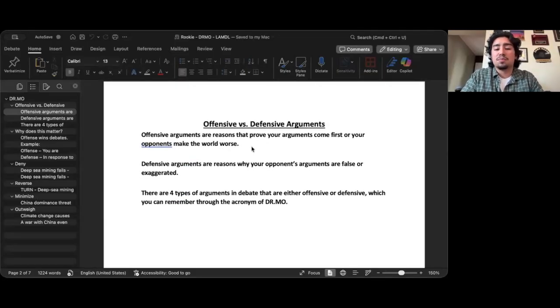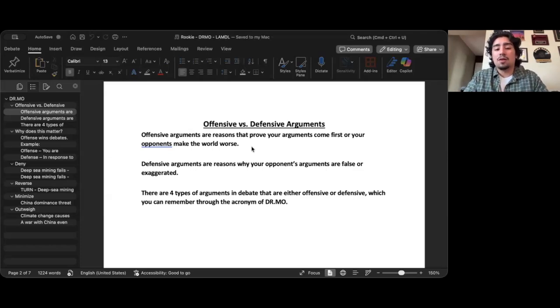Offensive arguments are reasons that prove your arguments come first or your opponents make the world worse. If you're affirmative, it could be arguments that prove why your affirmative's plan is a good idea, maybe some solvency reasons. It could mean just the reason why your impact of the affirmative, such as climate change, is more important than the negative's arguments. Or you could be proving why your opponents make the world worse. So maybe you could be negative and arguing a turn, such as the deep sea mining turn, that the affirmative makes climate change worse. That would be considered an offensive argument.